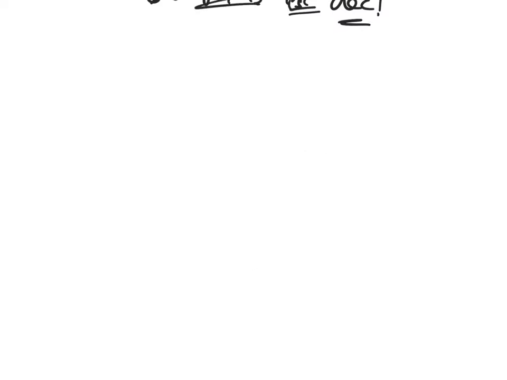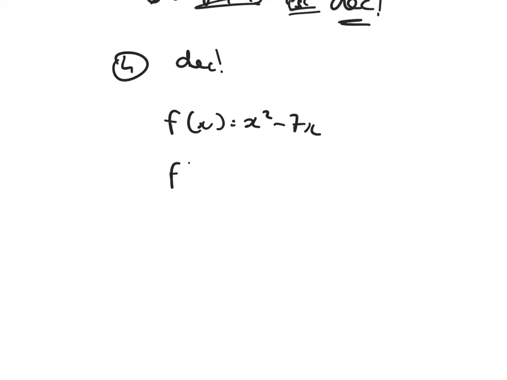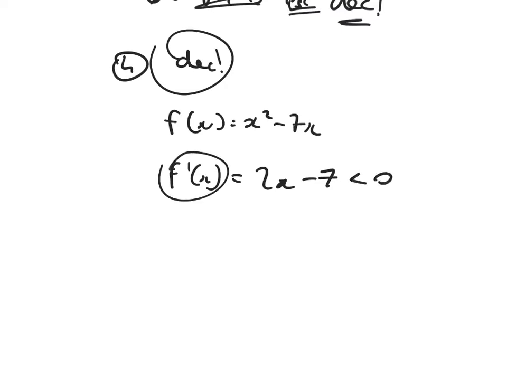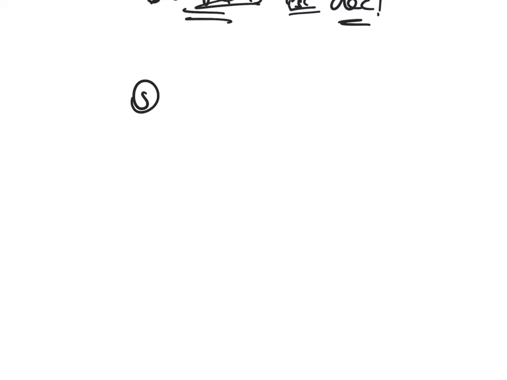Okay, let's try another. Find the interval in which the following function is decreasing, the function being f of x equals x squared minus 7x. If I'm looking to establish whether it's decreasing, that's thinking about its gradient, and its gradient being less than 0. So differentiate to get the gradient, and I know that the gradient is less than 0. 2x is less than 7, and x is less than 7 over 2, and that's the interval in which it's decreasing.